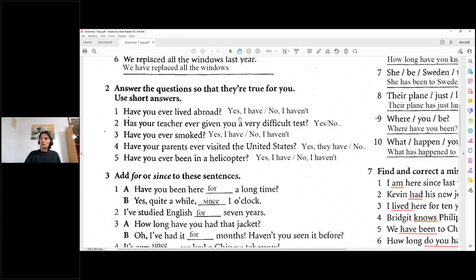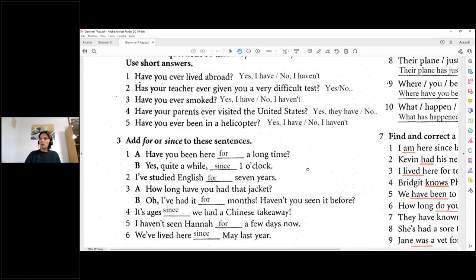Okay, so this was exercise number 1. Answer the questions, they're true for you. These are pretty easy. Have you ever? Yes, I have. No, I haven't. So this is pretty easy. Number 2, I don't think I need to spend any time on it.